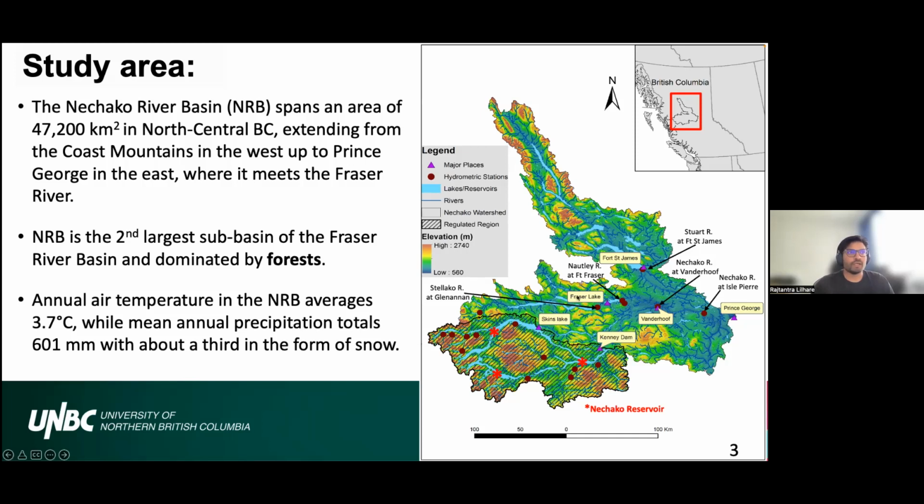Here you can see the schematic diagram of the Nachako River Basin. This area here is heavily regulated, which we call the Nachako Reservoir, and the water from this area is operated and regulated by Rio Tinto for hydropower generation. It goes through the Kemano powerhouse, and the tunnel goes here on the eastern side to generate the hydropower. It is also regulated at the Skins Lake spillway, so that it can regulate the streamflow, which eventually contributes to the Prince George area.